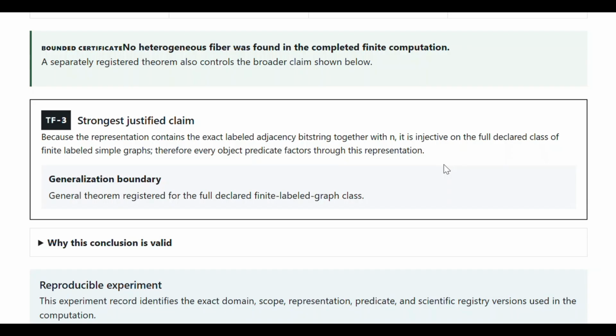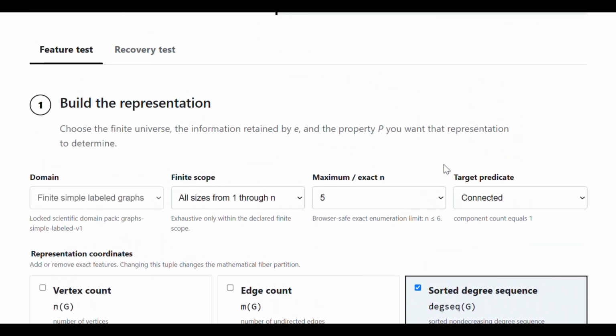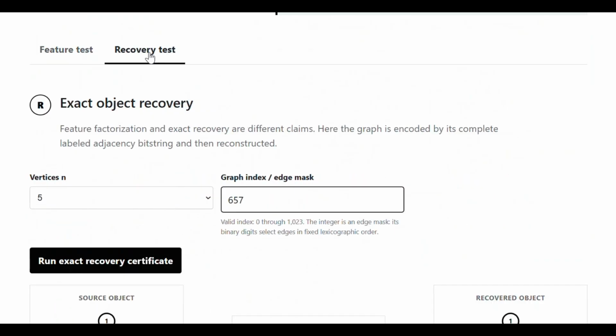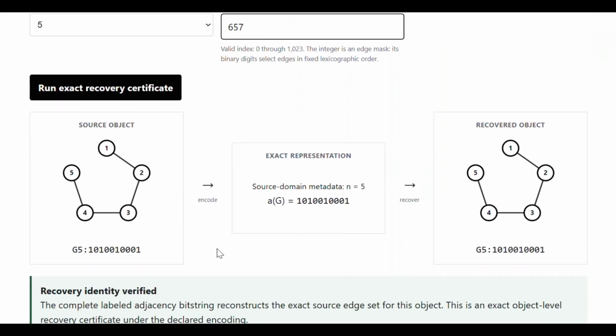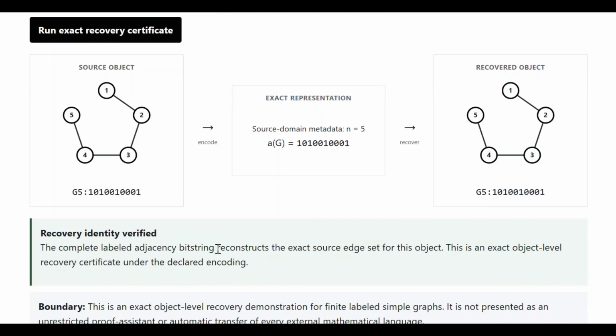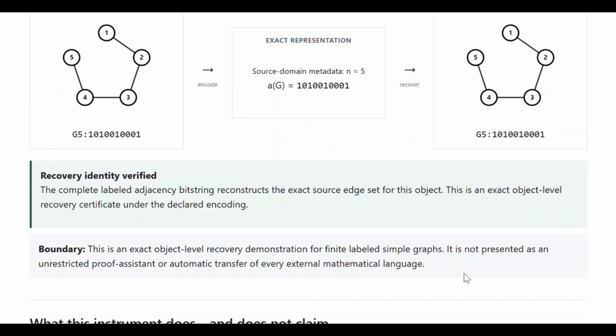We changed the mathematics. There is also a stronger question. Determining one property is not the same thing as recovering the original mathematical object. So UIM keeps those claims separate. Here, the graph is encoded using its complete adjacency representation. The instrument then reconstructs the graph from that representation. Source object, encoding, recovery, recovered object. This demonstrates exact recovery for the declared finite labeled graph domain.